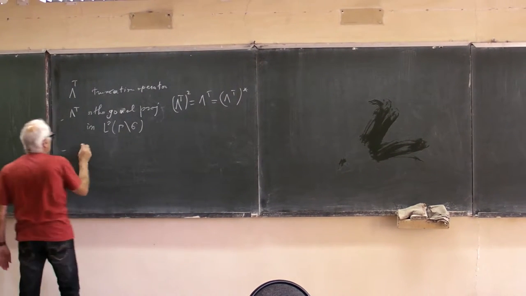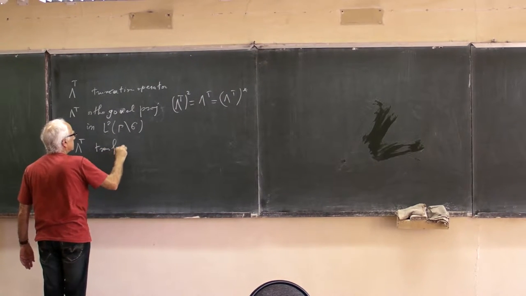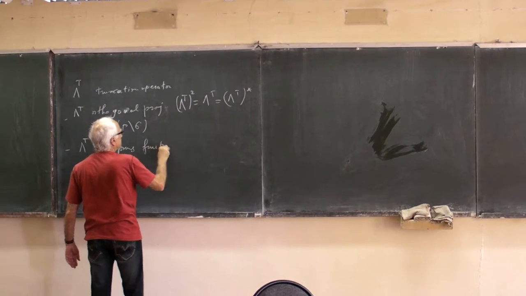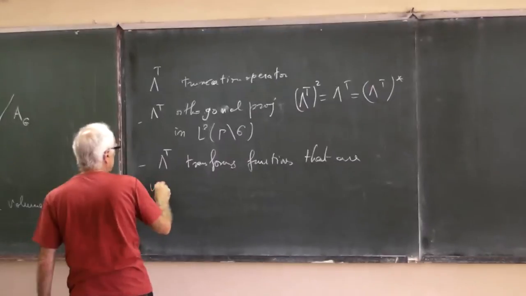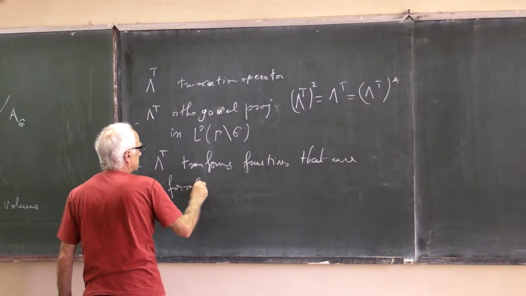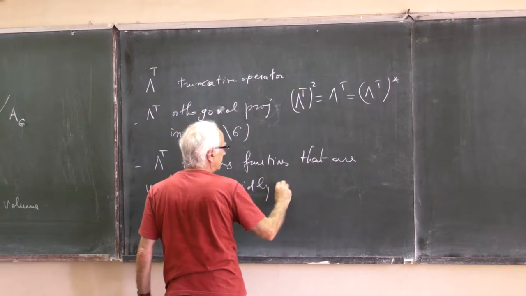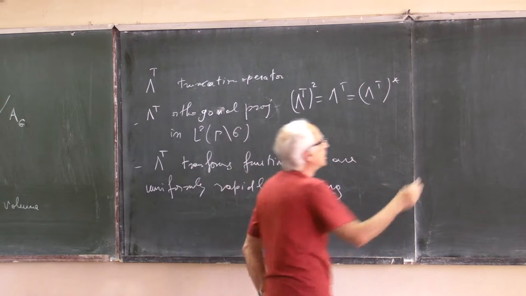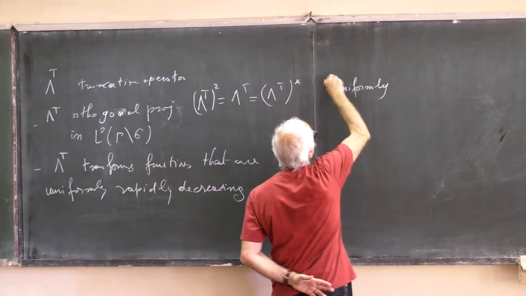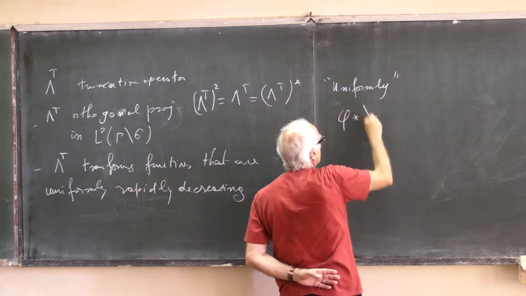And lambda t acts on functions that are uniformly rapidly decreasing. I didn't say what I mean by uniformly. So uniformly means that not only phi is rapidly decreasing, but all transforms of it.